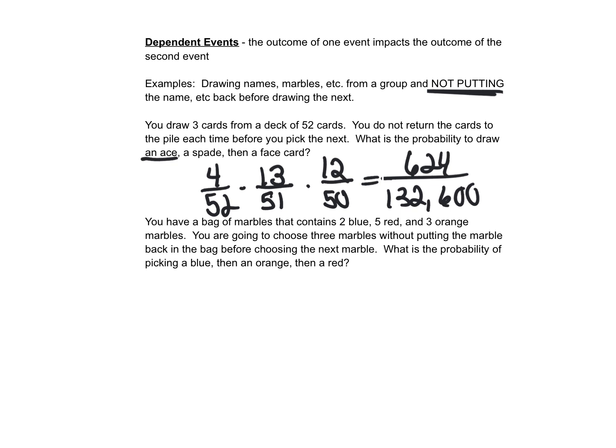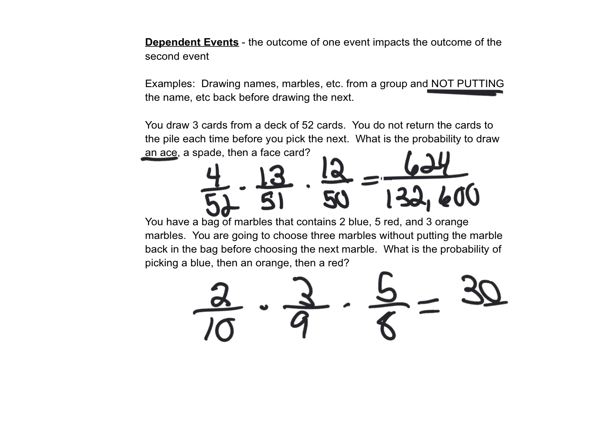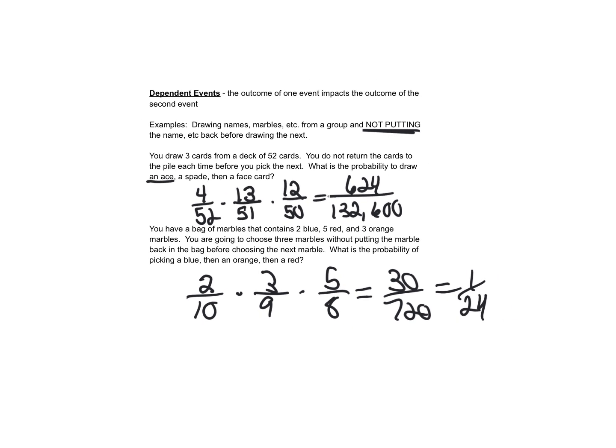And again, you have a bag of marbles that contain 2 blue, 5 red, and 3 orange. You are going to choose 3 marbles without putting the marbles back in the bag before choosing them. So what's the probability you get a blue, then an orange, then a red? So a blue, well, there are 10. So there are 2 out of 10 that are blue. Well, now we only have 9 in our bag. In the orange, there's 3 orange, and then now we only have 8 left in the bag. We want to choose a red, and there are 5 red. So we have 6 times 5, which would be 30 out of 720, which would simplify to 1/24. Just a reminder that your calculator can simplify fractions for you if need be.